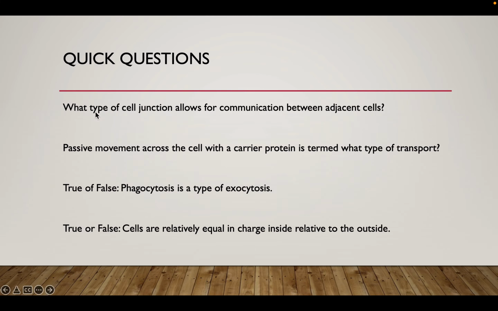So let's answer some questions here. What type of cell junction allows for communication between adjacent cells? Hopefully you recognize this as being a gap junction. Passive movement across the cell with a carrier protein is termed what type of transport? This is going to be called facilitated diffusion. It's still diffusion, it's still passive, no energy, but now we require a protein.